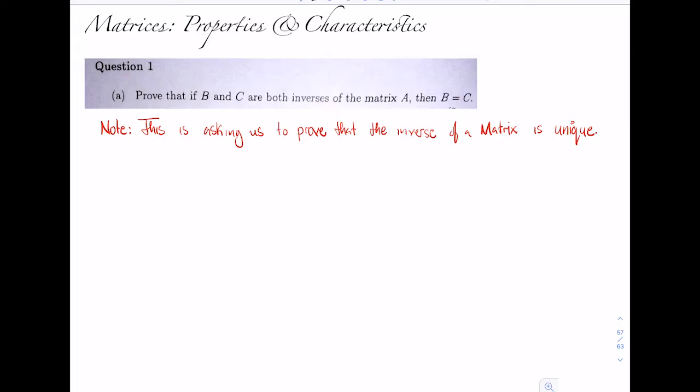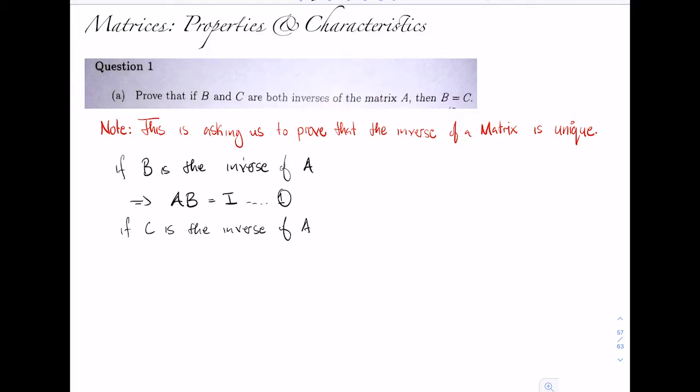So let's go. So if B is the inverse of A, then this means that A times B is equal to I. I'll call this equation number 1. And if C is the inverse of A, then it means that A times C is also equal to I. I'll call this equation number 2.